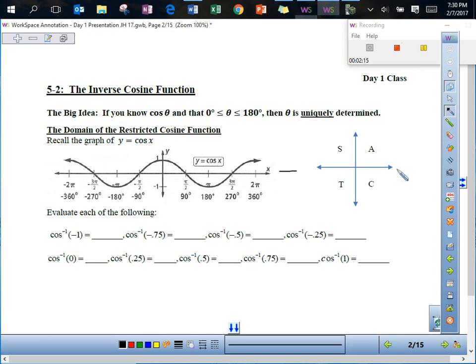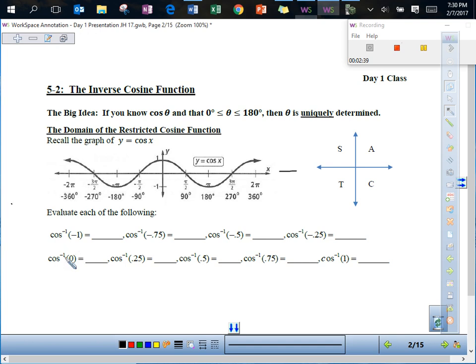So here's what I got to do. I got to consider this cosine function here. I need to pick a portion of that graph so that it would be 1-to-1. Well, there's a lot of different pieces to pick. So I'm going to switch gears with you just for a second and then show you something.